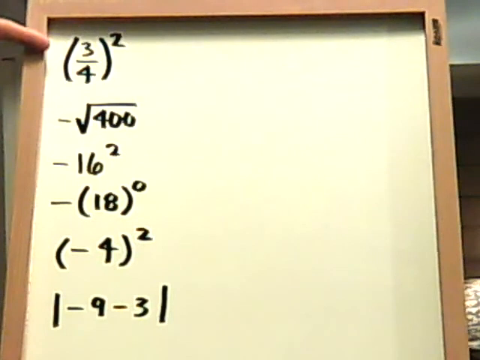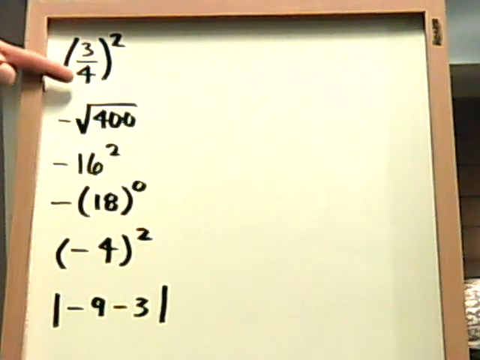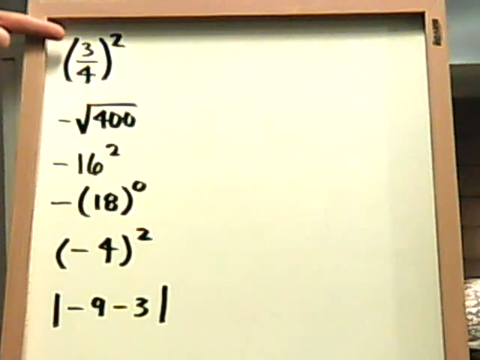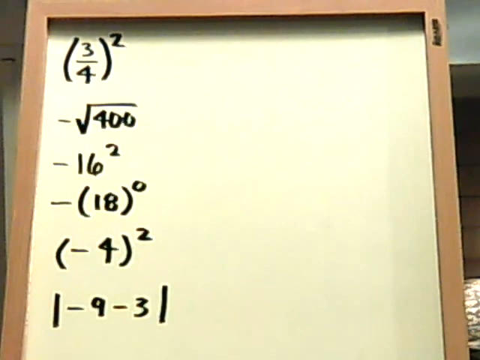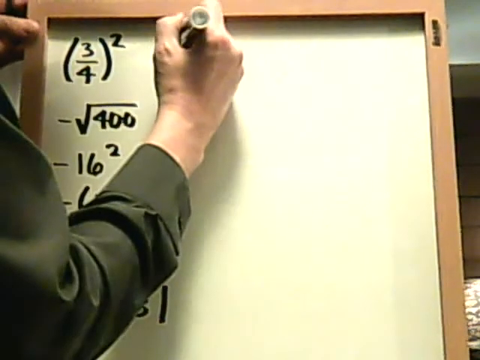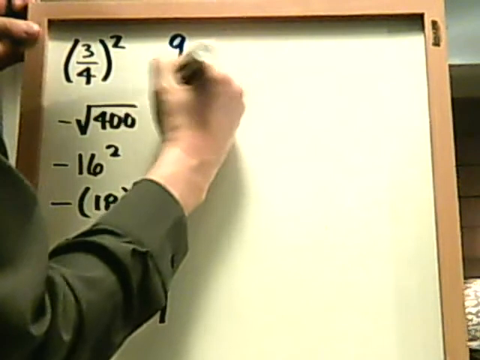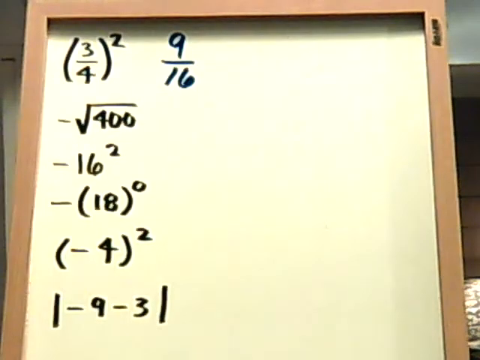But what this means is square the 3 and square the 4. So 3 squared gives us 9. So for this, we're going to get 9 over 4 squared, which is 16. So we get 9 over 16. Okay, and that cannot be simplified to 3. No, so that's good there.